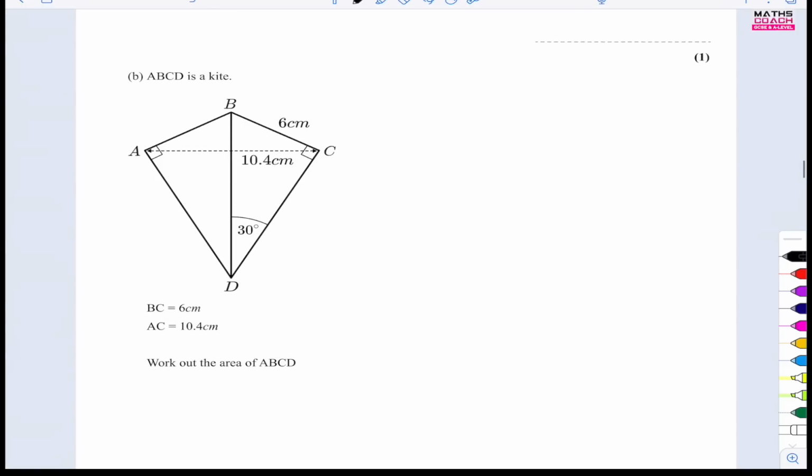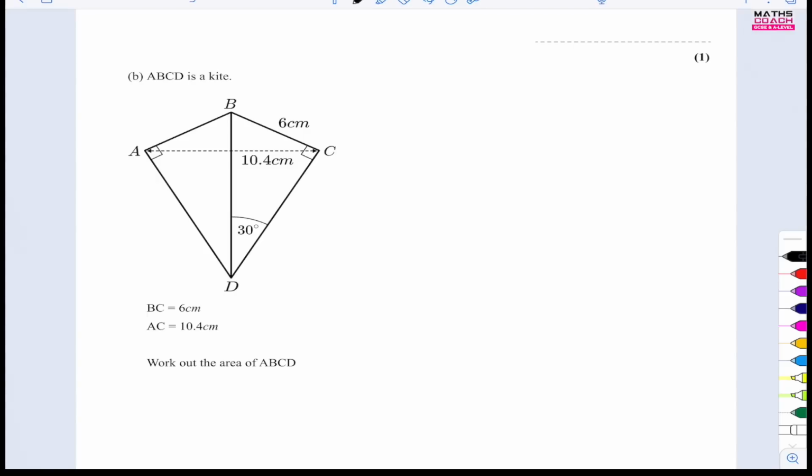Part B of this question, it says ABCD is a kite. BC is 6 centimeters. AC is 10.4 centimeters. Work out the area of the kite, ABCD. Now, there are two different methods I could actually show you how to answer this question. But let's just go with one of them, all right?